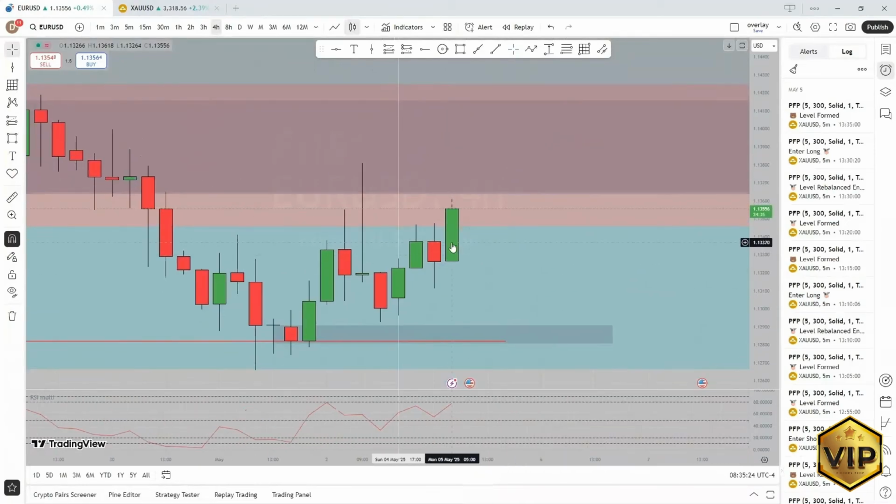So for me, for now on EU, just wait for this candle to close. That is your EG breakout. 24 minutes. Okay, not too long.